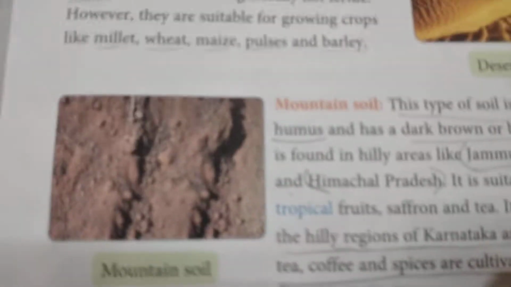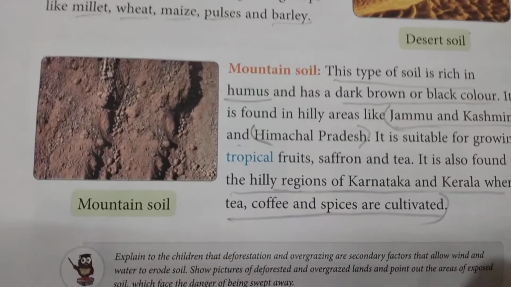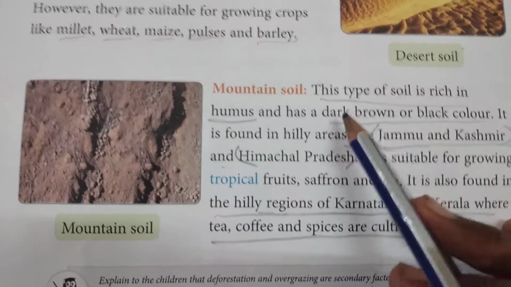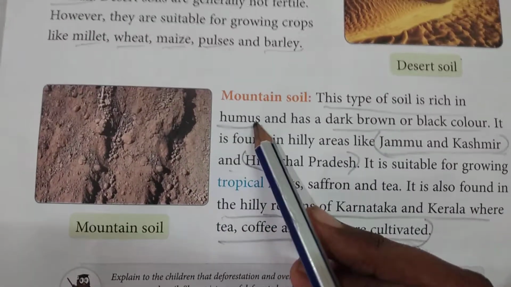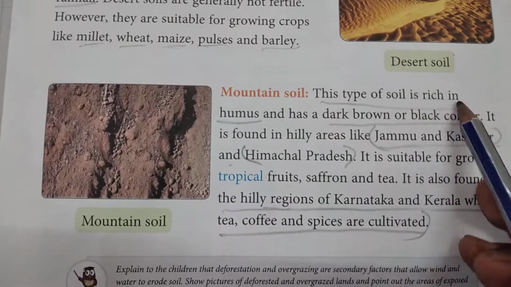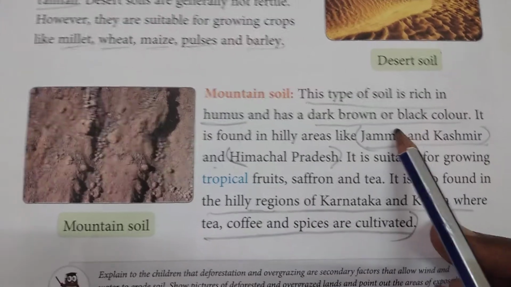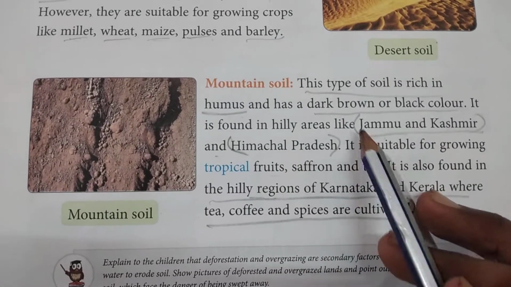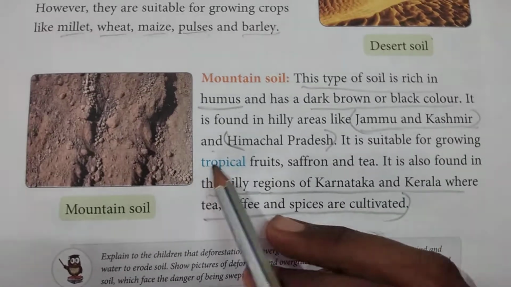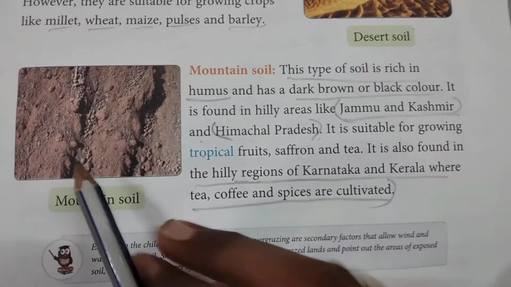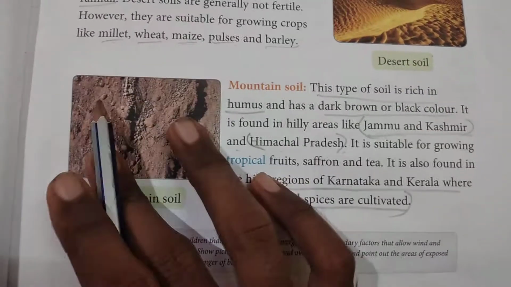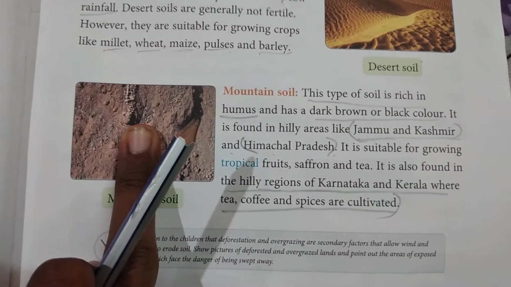Now let's see what mountain soil is. You can see the picture over here. This type of soil is rich in humus. Humus is found in this type of soil. It is dark brown and black in color, and it is found in states like Jammu and Kashmir and Himachal Pradesh. This soil is suitable for growing tropical fruits. Saffron and tea are also grown in this type of soil.